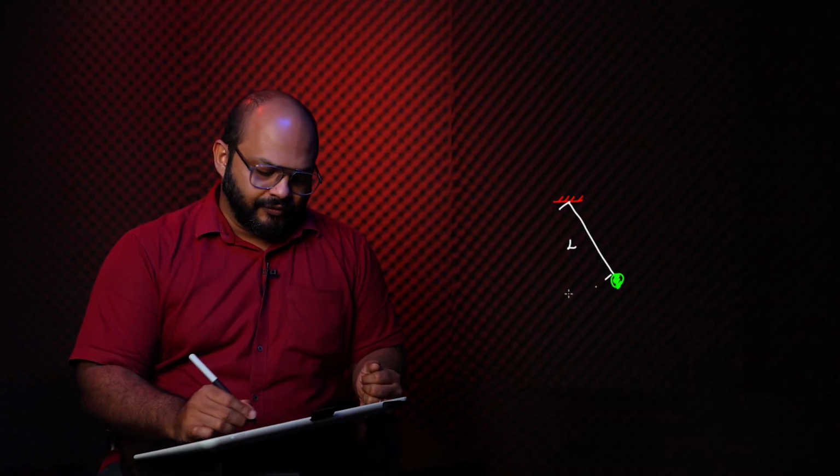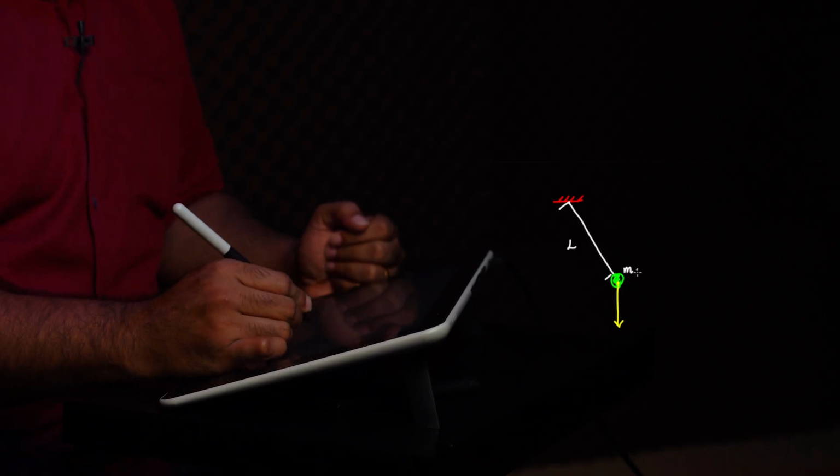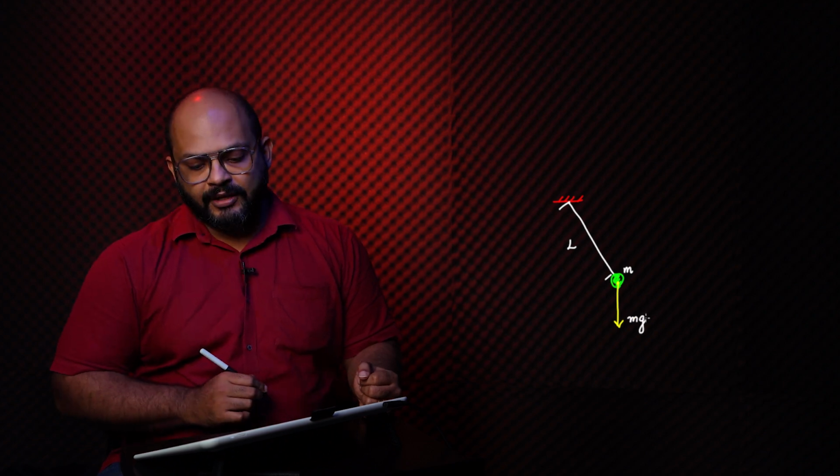So we have the force of gravity, which is acting vertically down. So here is the force of gravity. The mass of the bob is m. So the force of gravity acting on this object will be equal to m multiplied by g. Now this force can be resolved into two components.